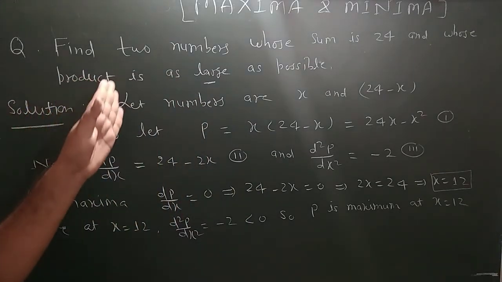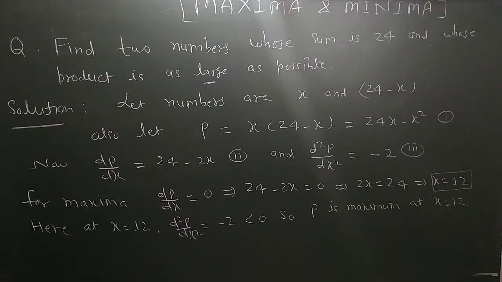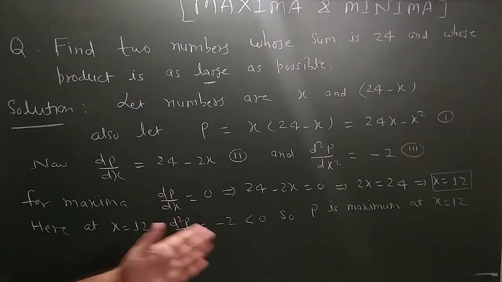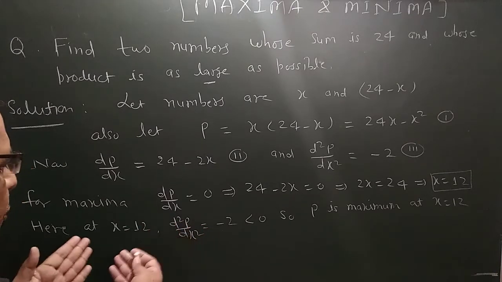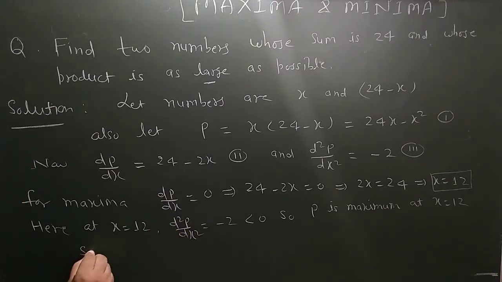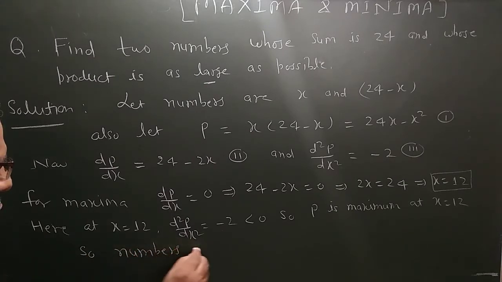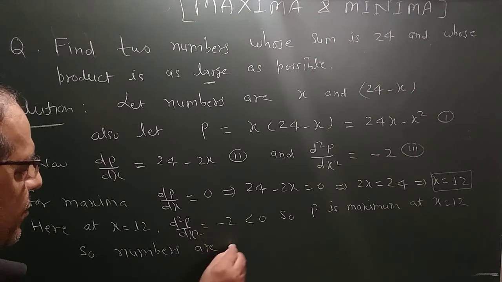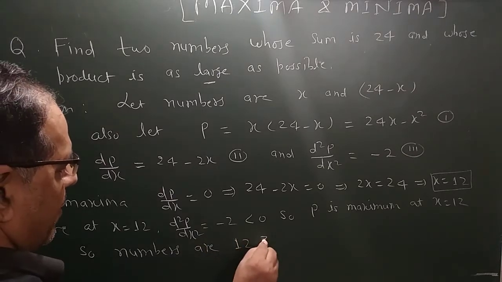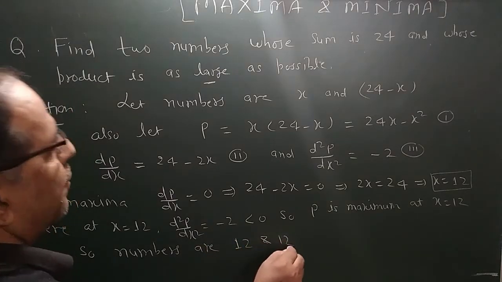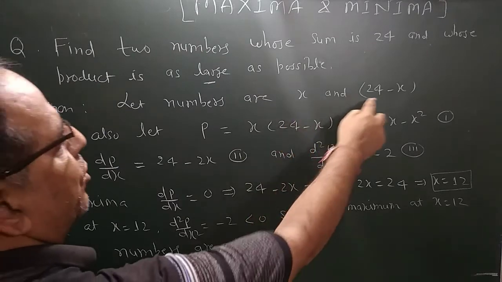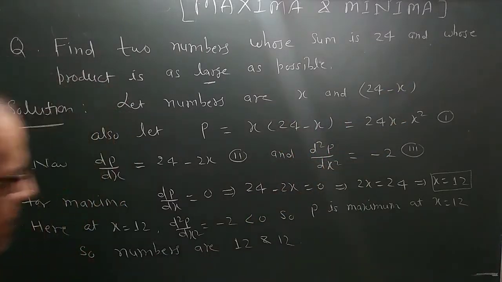Here, we want to find the two numbers whose sum is 24 and whose product is large. So at x equal to 12, the product is large. So the numbers are 12 and 12, because we are assuming here x and 24 minus x.